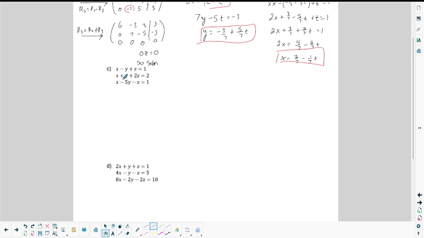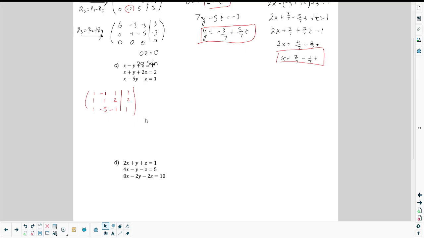Okay, for this next one, it's unfortunately not very nice. There's nice in terms of there are no coincident or parallel planes. We love that because it really reduces the amount of work you have to do. But let's just try it one more time. So we've got 1, negative 1, 1, and 1. 1, 1, 2, 2, 1, negative 5, negative 1, 1. Oh, that was not a good idea.